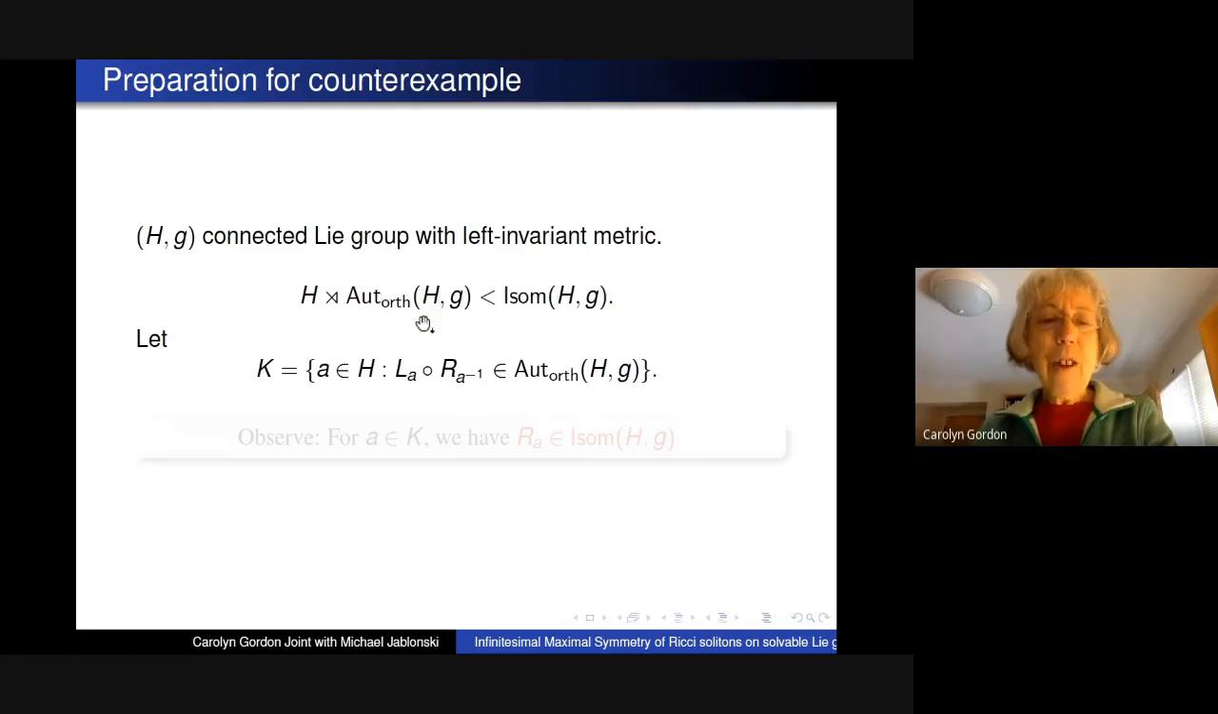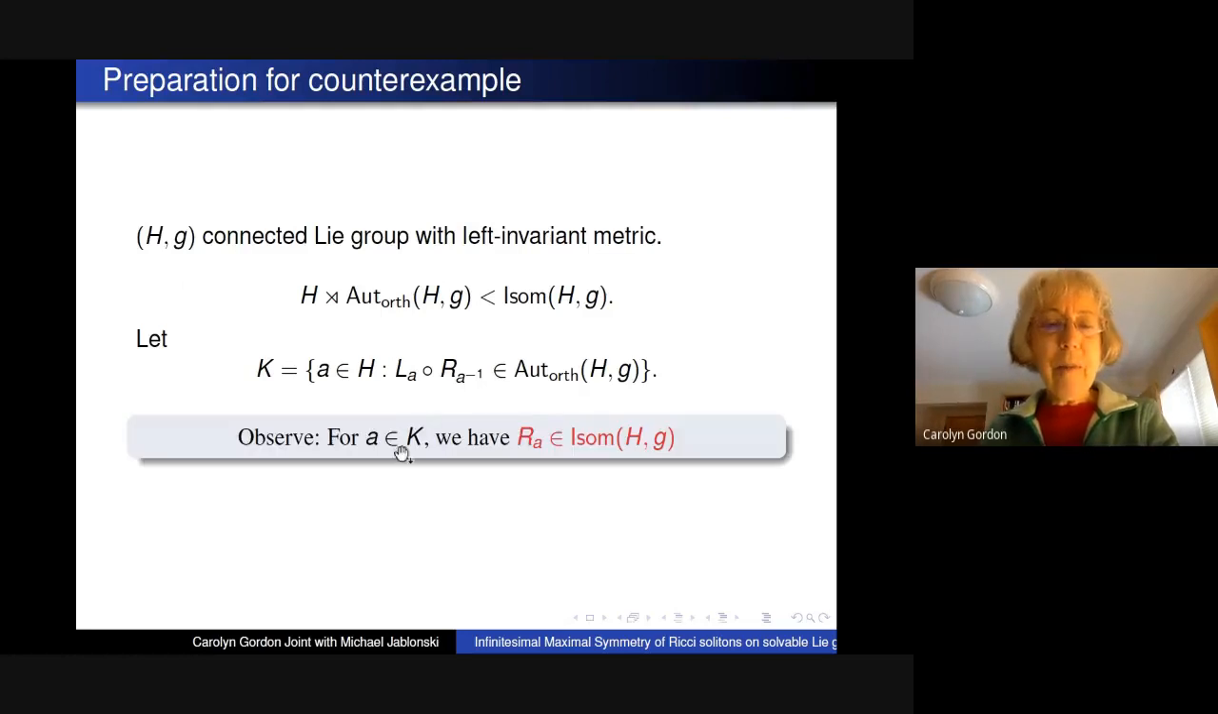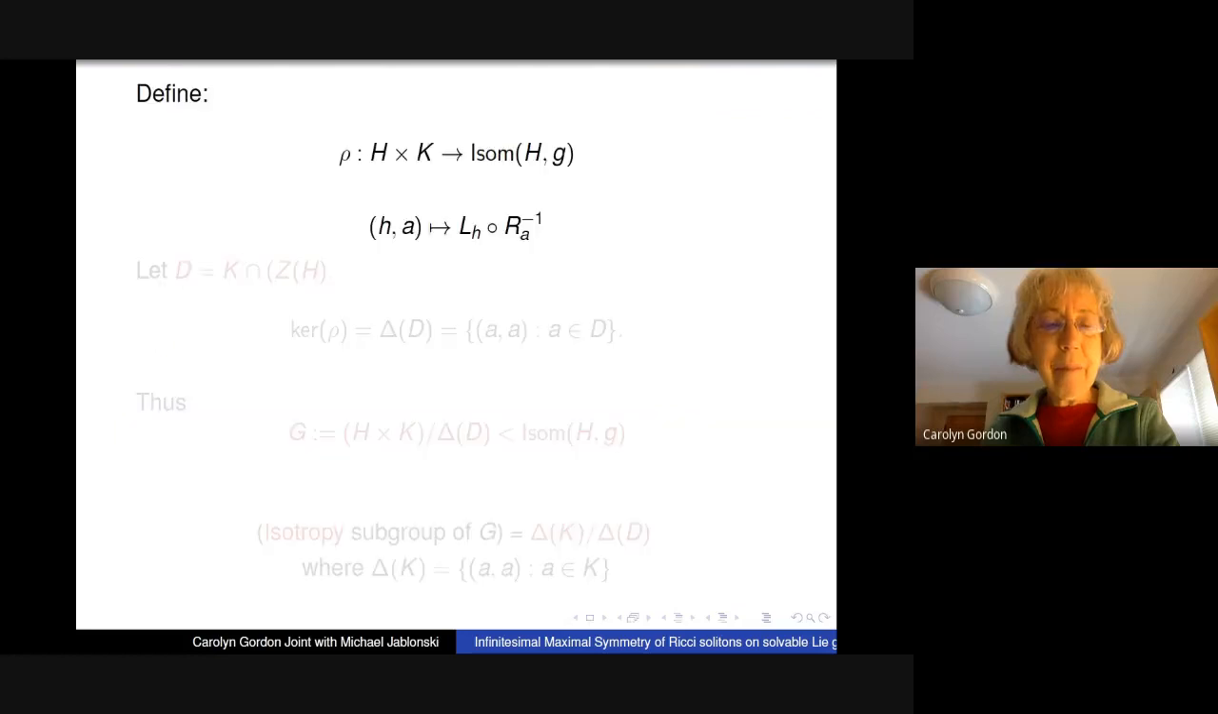Now, among those orthogonal automorphisms, there may be some inner automorphisms. So let's let K be the set of elements in the group for which the inner automorphism preserves the metric. Now, observe that for A in K, since the inner automorphism is an isometry and all left translations are isometries, the right translations are isometries. And so the metric is left invariant under H and right invariant under the subgroup K.